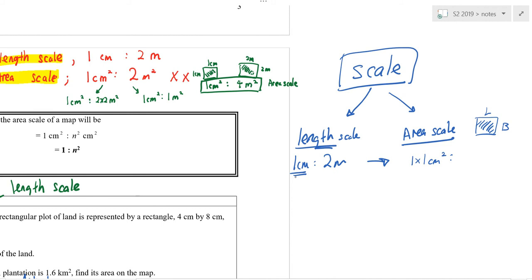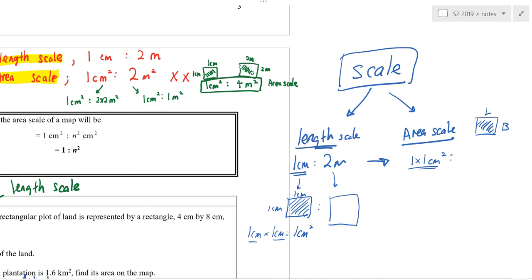Now, may I ask you, if I have a plot of land 1 cm and 1 cm, how do I find the area? 1 times 1, no? Now you understand why it is 1 times 1? Because 1 cm times 1 cm is 1 cm square. Try again. 1 cm times 1 cm equals 1 cm square. Cm times cm is cm square, right?